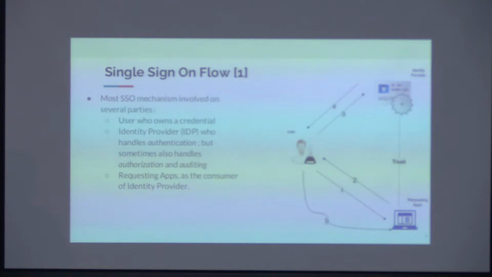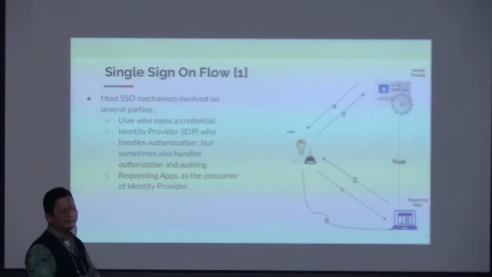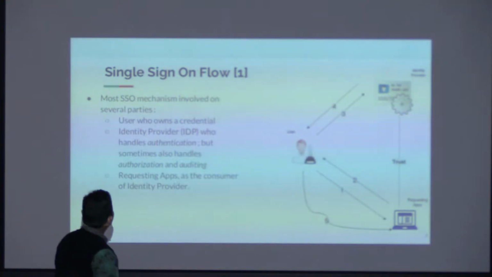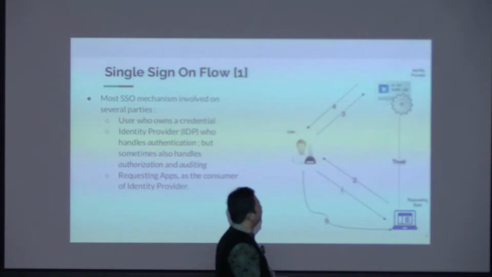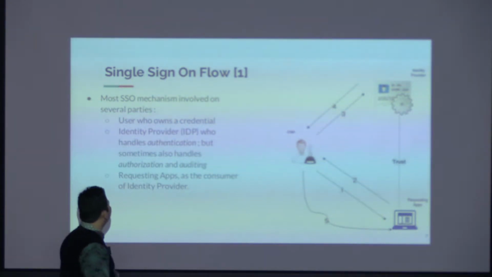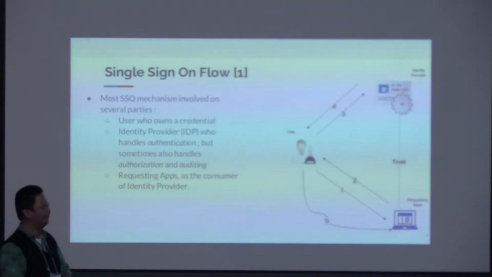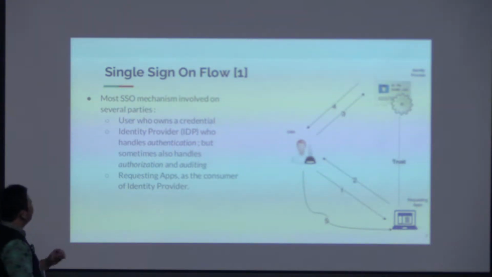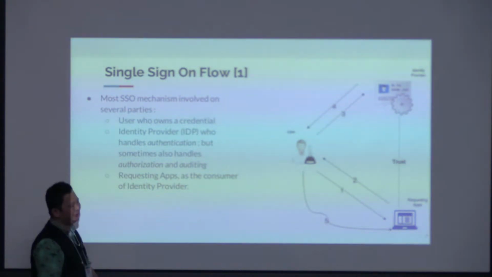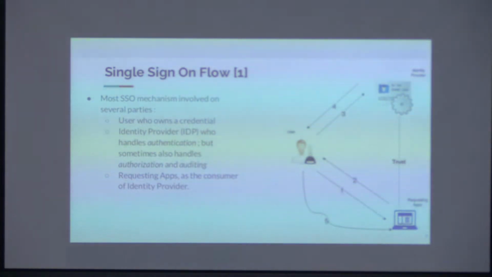This is a single sign-on flow. The access mechanism involves several parties. There's a user who owns the credential. Then there's an identity provider. The identity provider is a party, a server, a system you must trust. So this is the vital point of the system. You have to harden it. You deploy it to handle authentication, but sometimes also authorization and auditing, or AAA: authentication, authorization, and auditing.